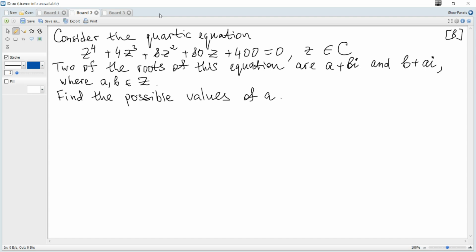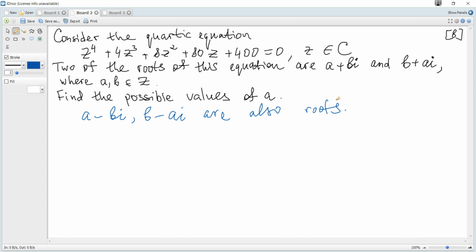Consider the next equation. Two of the roots of this equation are given. Find the possible values of a. We know that if a complex number is a root, its complex conjugate is also a root. Hence, the other roots are a minus bi and b minus ai. Hence, we know all four roots.